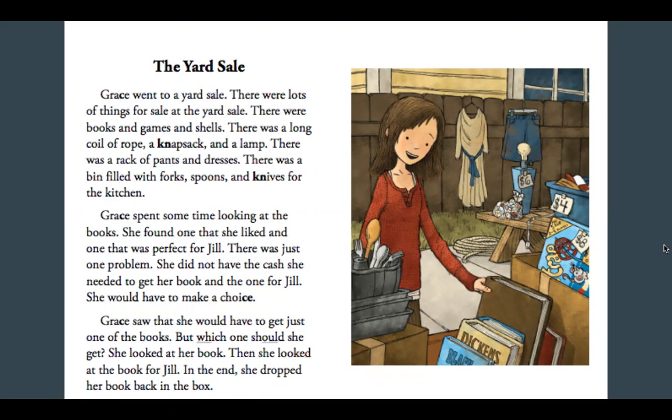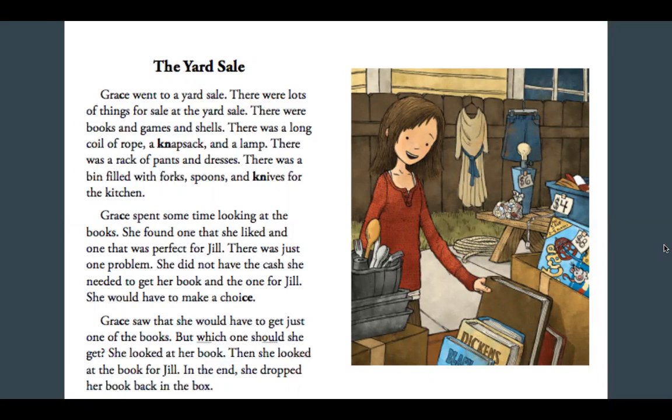I want you to look for those things in the picture. So you're looking for a knapsack, a lamp, a coil of rope. Do you see any of those things? There was a rack of pants and dresses. There was a bin filled with forks, spoons, and knives for the kitchen.